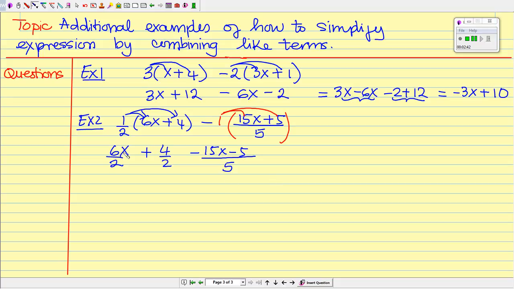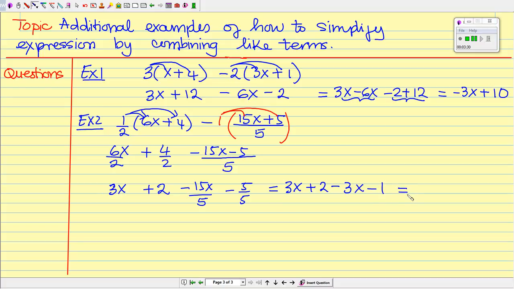And negative times positive is negative. Now let's simplify here. You can see 6 divided by 2 will give you 3x. 4 divided by 2 will give you 2. Now here, you have one fraction. You can break this one single fraction into two fractions with the same denominator, since you have two terms in your numerator, so you have negative 15x over 5 minus 5 over 5. Now simplify again, so that will give me 3x plus 2 and then minus 3x minus 1.